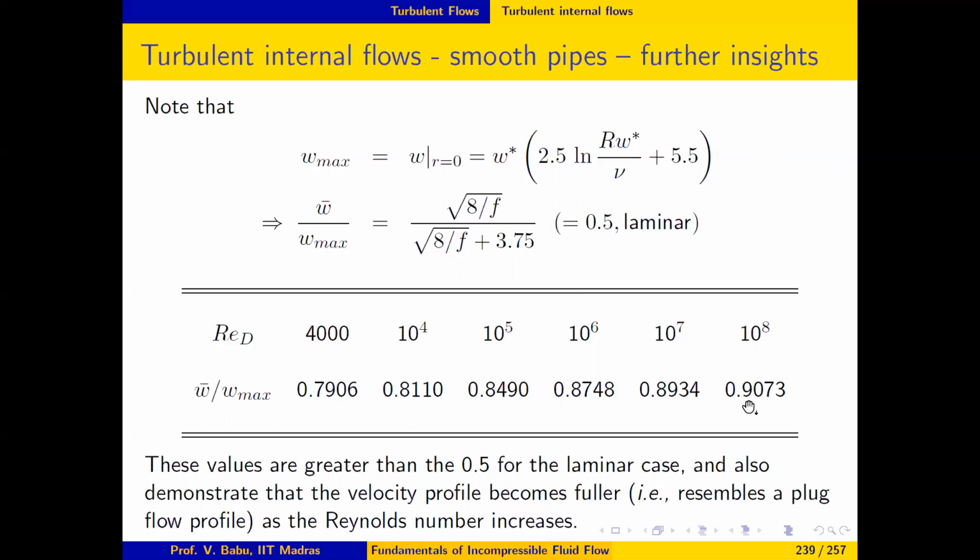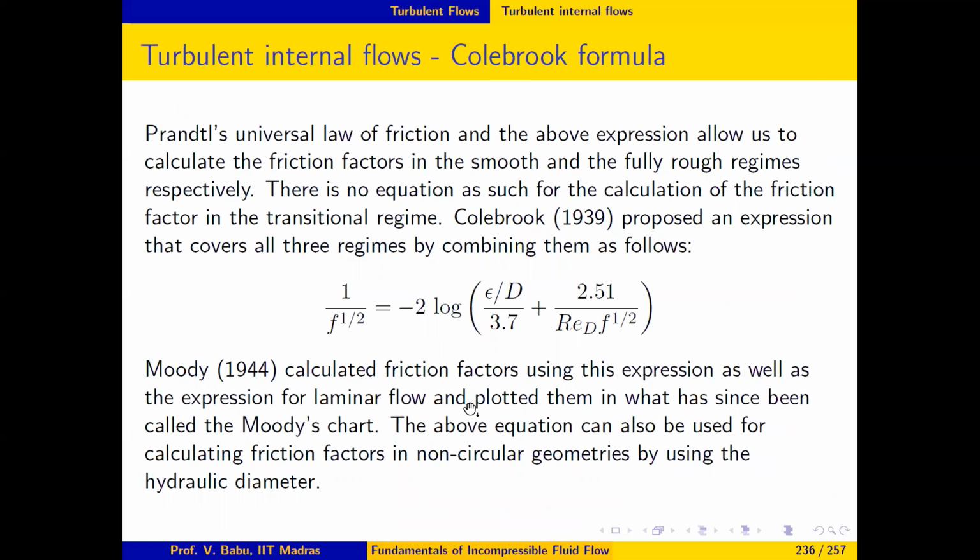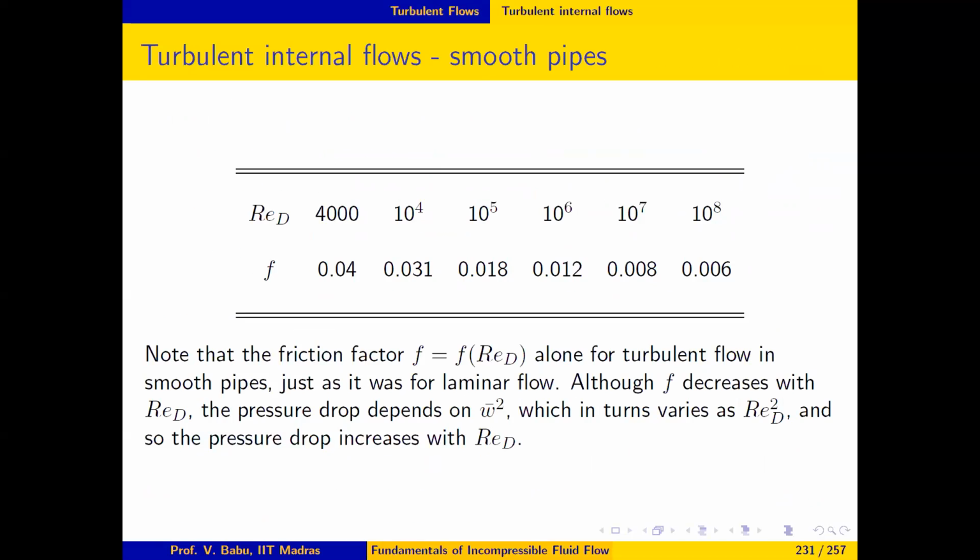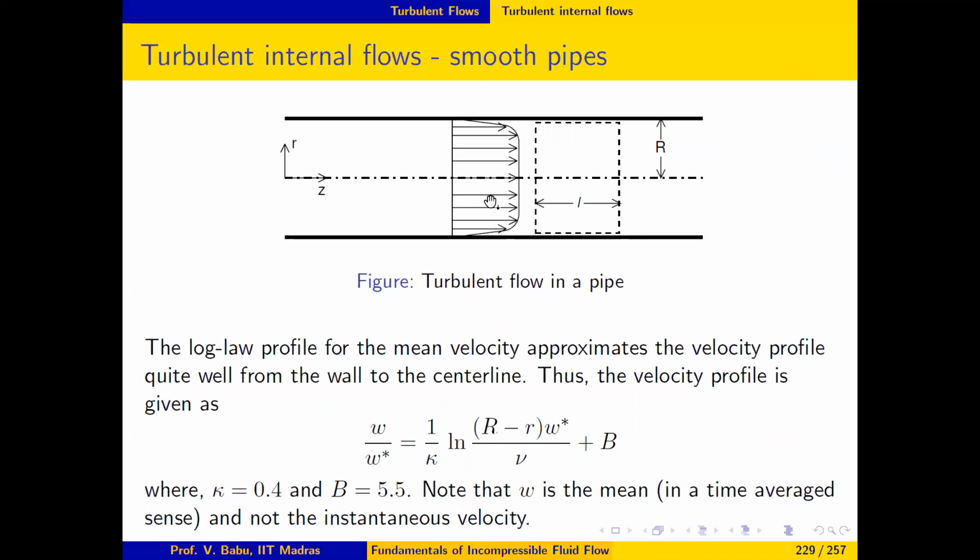In fact, for Reynolds number 10 raised to 8, this ratio is 0.9, the average over maximum, which suggests that as the Reynolds number increases, the profile becomes flatter and flatter, or fuller and fuller, and it begins to resemble a plug flow profile. In fact, if we go back to this illustration, we can see that this resembles almost a plug flow profile with the velocity remaining constant for most of the cross section and then decreasing rapidly to 0 as we approach the wall.